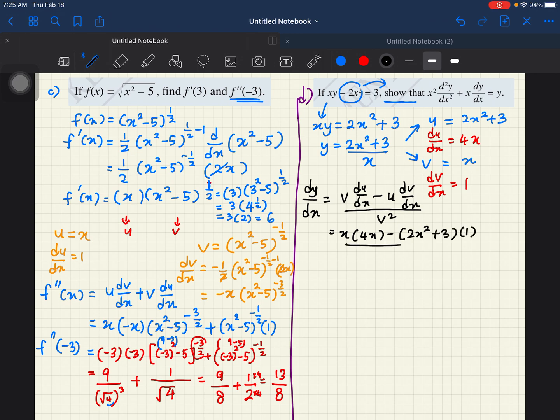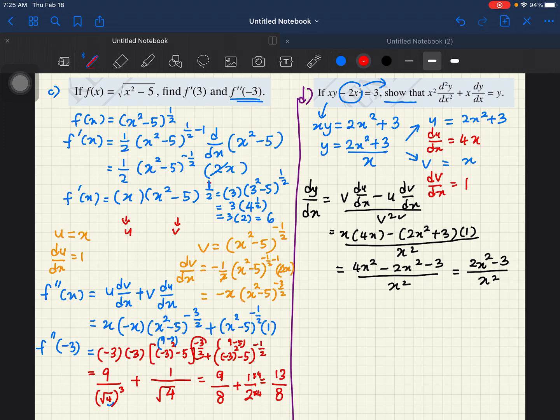Darabkan dengan 1 per v kuasa 2 kita adalah x kuasa 2. So, kita ada 4x kuasa 2. Tolak 2x kuasa 2. Tolak 3 per x kuasa 2. Then you'll get 2x squared minus 3 over x squared. Okay, jangan lupa v kuasa 2 adalah x. V kita adalah X. So, bila X kuasa 2 lah.